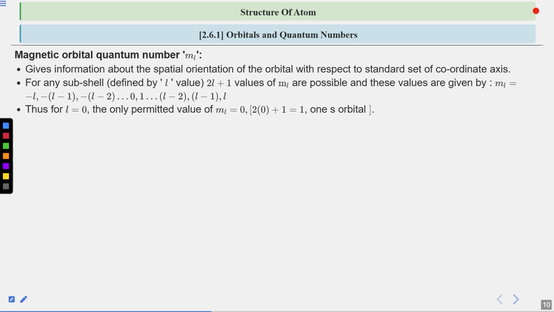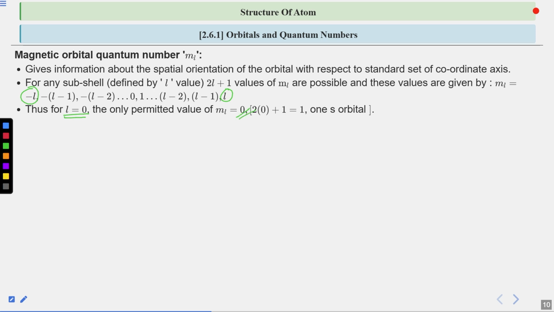To understand how we get it, let us take an example. Suppose you have L value as 0, then the number of orientations will be 1. Now, what will be the value of ml? The value of ml goes from minus L to plus L. If you take the negative of this 0, that doesn't make sense. Similarly, the positive of 0 also doesn't make sense. So you only take the value as 0. So the ml value is 0.